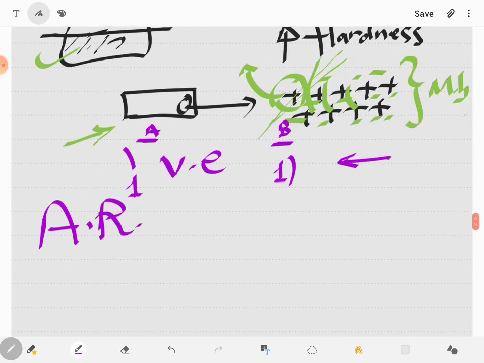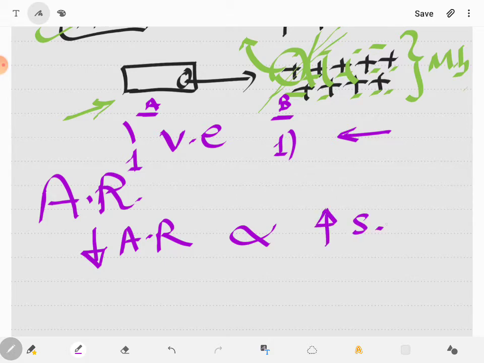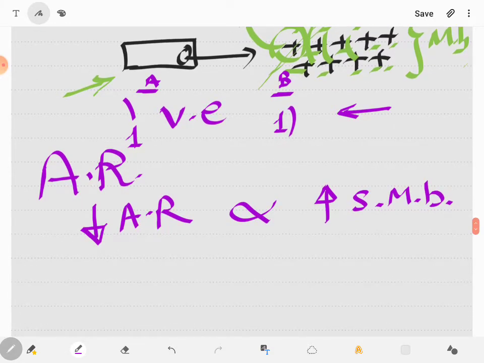Atomic radius. Before, we said the valence electron is directly proportional to the strength of the bond. But what about the atomic radius or atomic size? Here, it is inversely proportional. If the atomic radius is small, it will be a strong metallic bond. Meaning, if the atomic radius increases, the strength of the metallic bond will decrease. So it's vice versa.